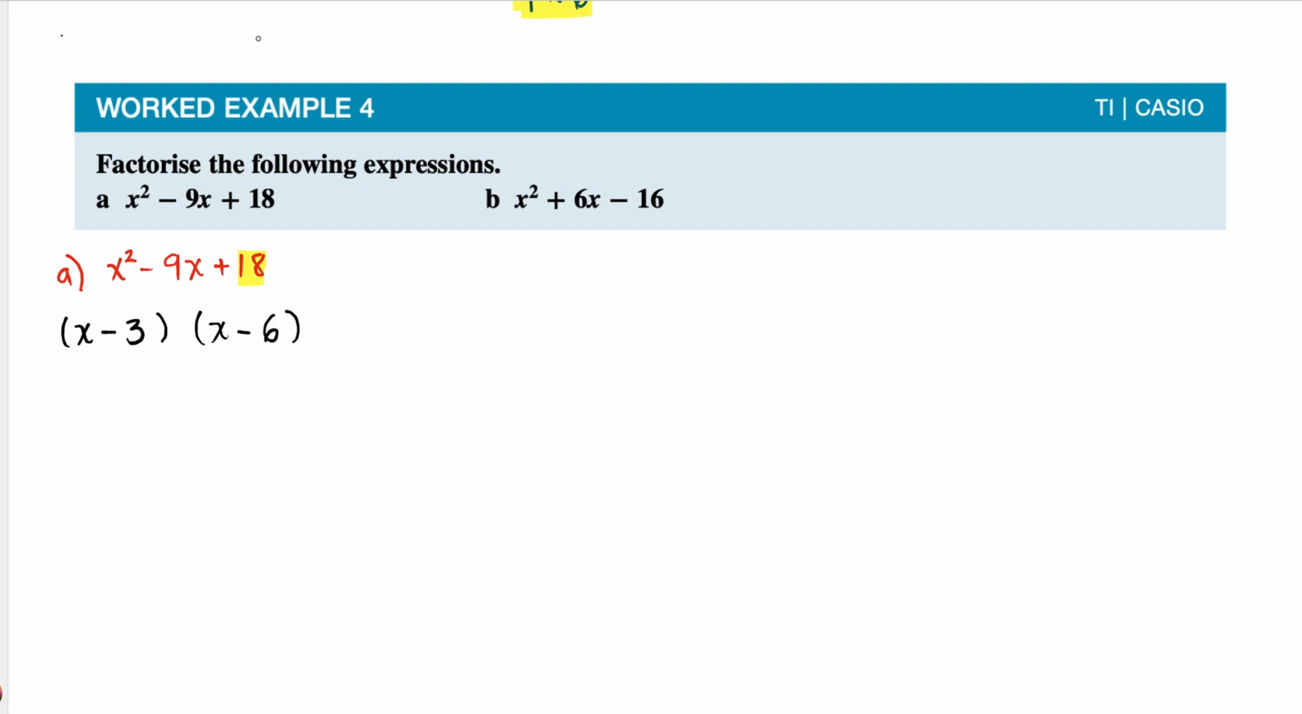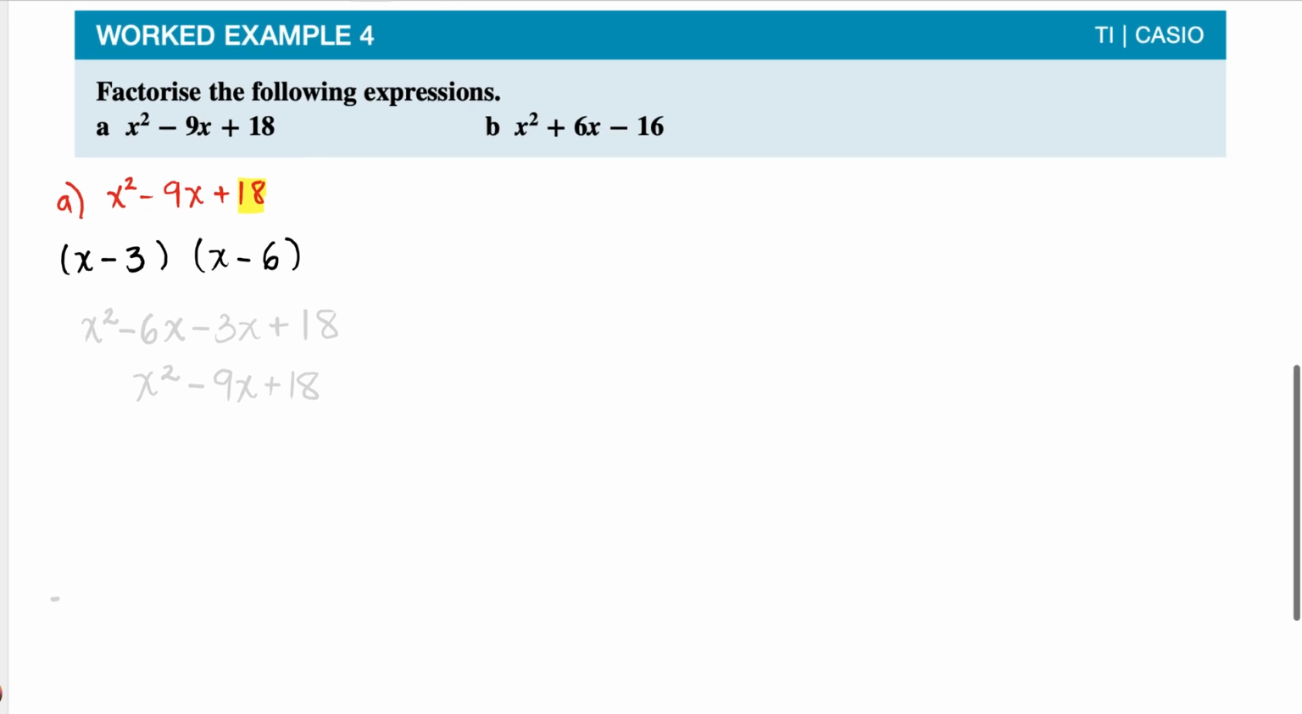To check my answer here, I'm going to do x times x, which is x squared. X times negative 6 is negative 6x. Negative 3 times x is equal to negative 3x. And then negative 3 times negative 6 is positive 18. So this one is x squared, take away 9x plus 18. Wonderful, I got to the same answer. So our logic worked, okay? Wonderful. Let's do B.